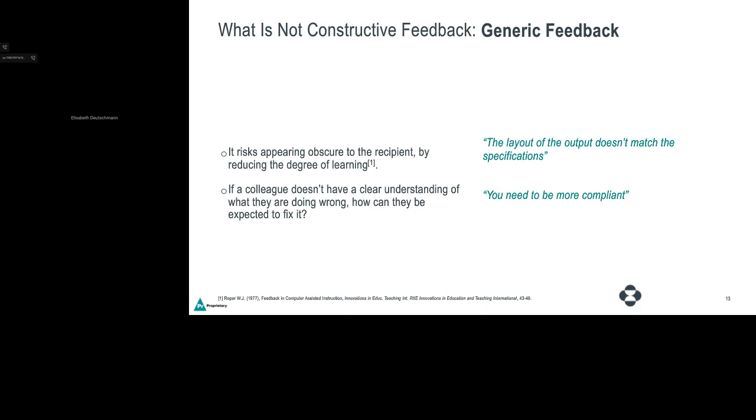So imagine receiving the following feedback. The layout of the output doesn't match the specifications. You need to be more compliant. As you can see, it is not clear, for example, which output we are referring to, what exactly is not matching. We need more details.